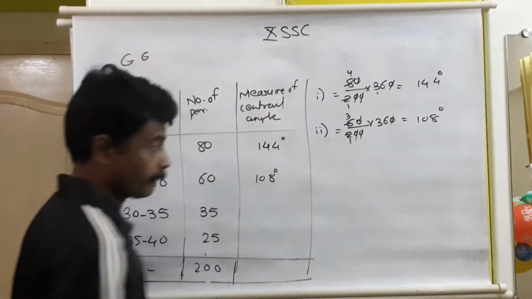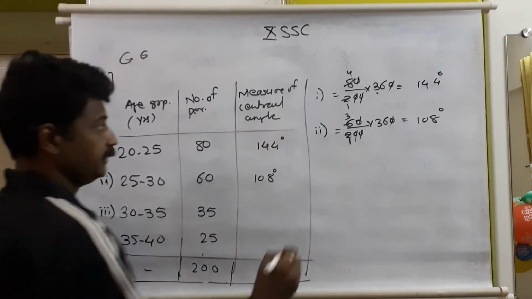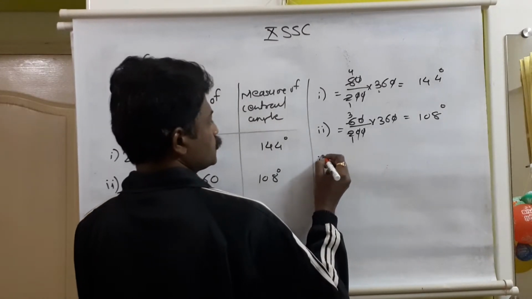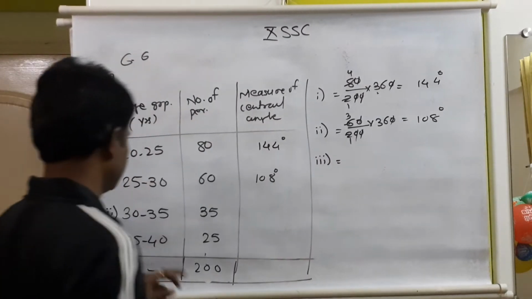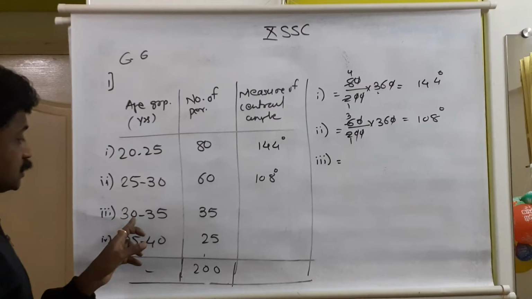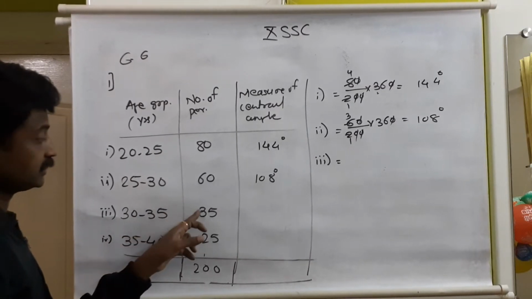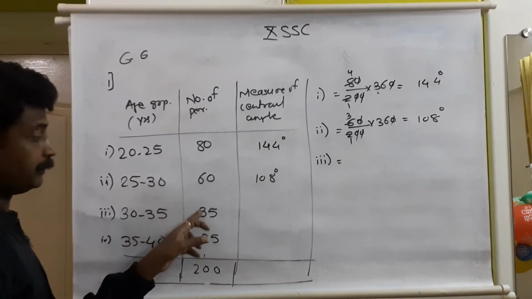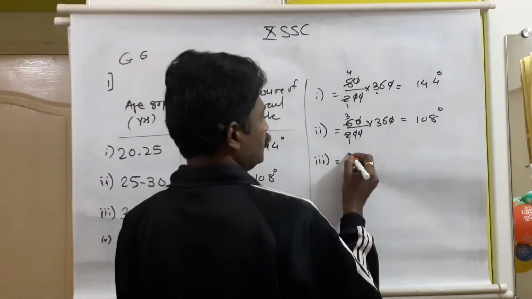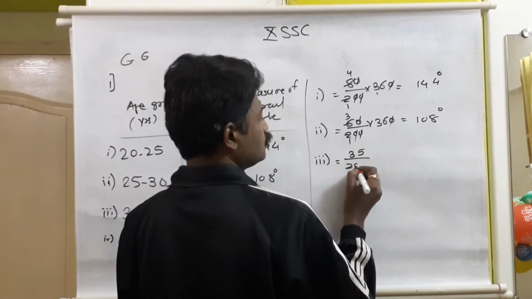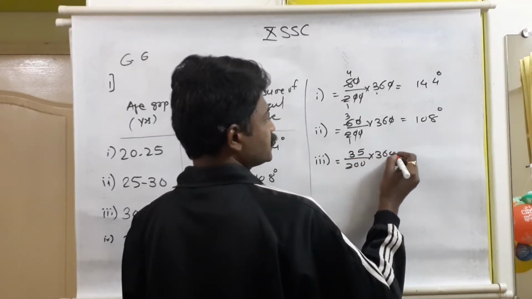Next, class number 3. Angular measurement for class number 3. Class number 3 is the 30 to 35 age group. 35 people out of 200. 35 out of 200, then out of 360, how many?